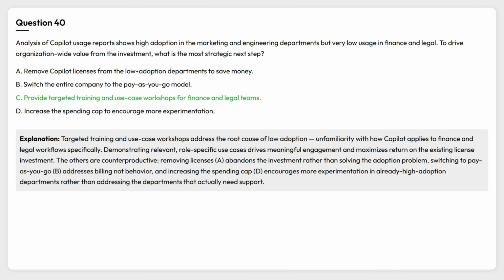The others are counterproductive. Removing licenses abandons the investment rather than solving the adoption problem. Switching to pay-as-you-go addresses billing, not behavior, and increasing the spending cap encourages more experimentation in already high-adoption departments rather than addressing the department that actually needs support.